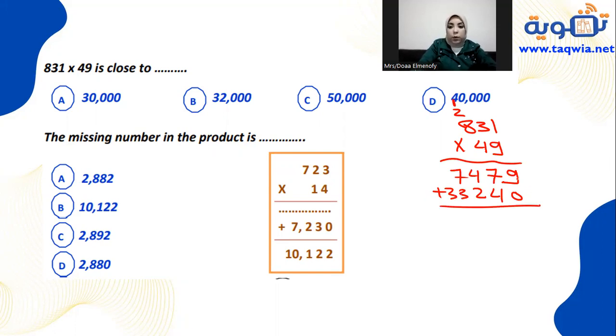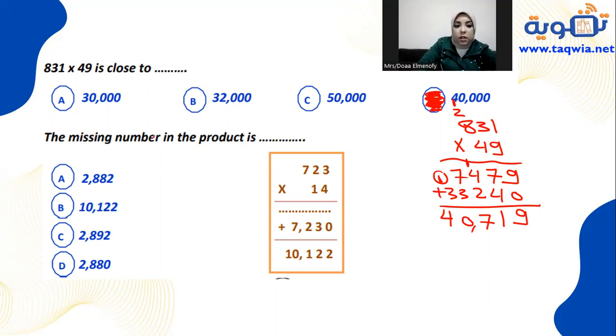So here we have to add: 9 plus 0 equals 9, 7 plus 4 equals 11, 1 and carry up 1, 1 plus 4 equals 5, 5 plus 2 equals 7, 7 plus 3 equals 10, 0 and carry up 1, so 1 plus 3 equals 4. So here it's 40,719. So 40,719 is so close to which number here? Yes, it's so close to 40.